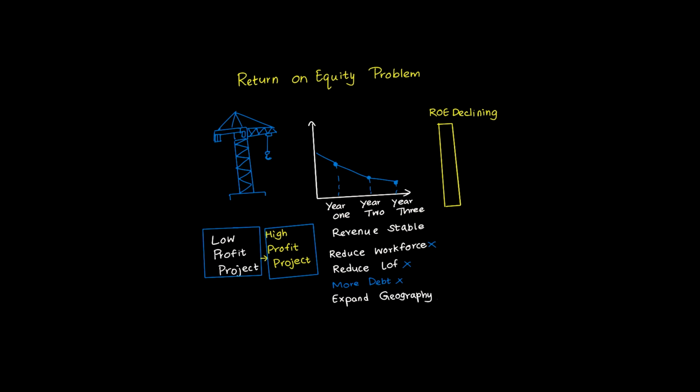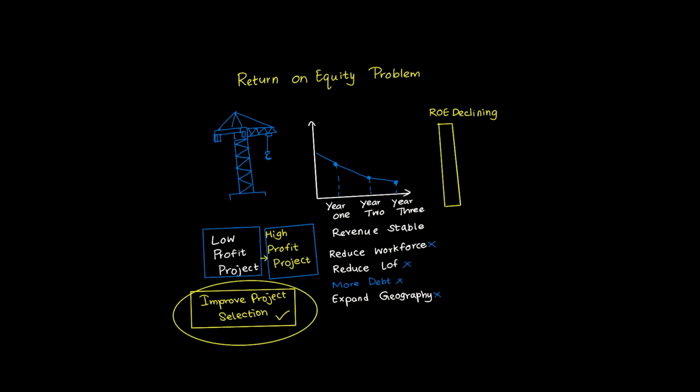Reducing workforce might cut costs, but could also hurt the ability to complete quality projects. Increasing debt financing changes the capital structure, but doesn't solve the underlying profitability issue. Geographic expansion without better project selection just spreads the problem to new locations. Better project selection targets the root cause, earning better returns on the work you do.